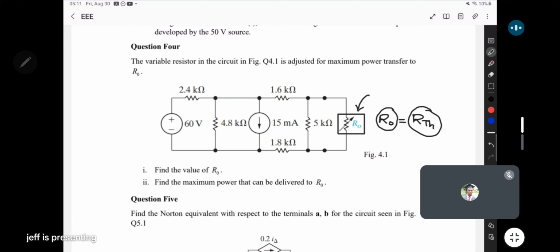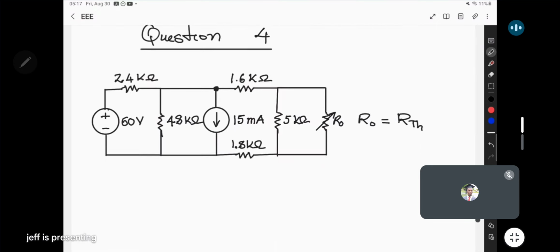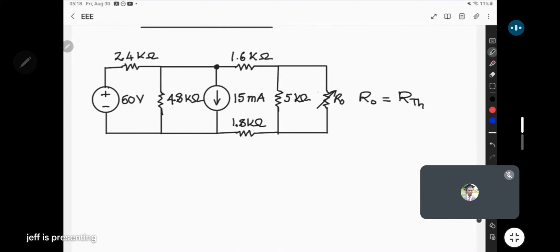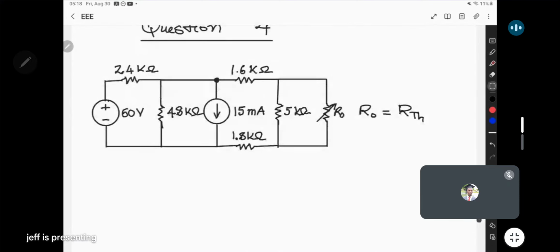So let's proceed to get the Thevenin's equivalent resistance for our circuit with R0, the variable resistor, as the load resistor. Okay, so we've just pointed out that to get maximum power transfer to R0, the resistance R0 must be equal to the Thevenin's equivalent resistance. So if we take the variable resistor as the load, let's find the Thevenin's equivalent resistance. To get it, we first open the load. So we'll remove the load from our circuit.